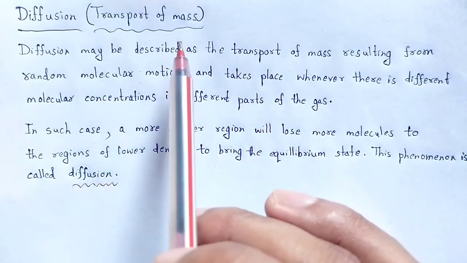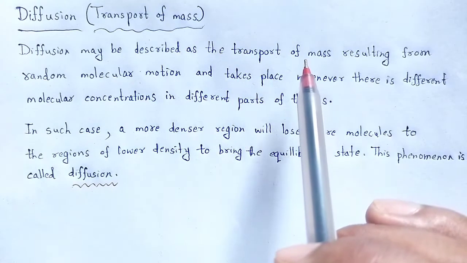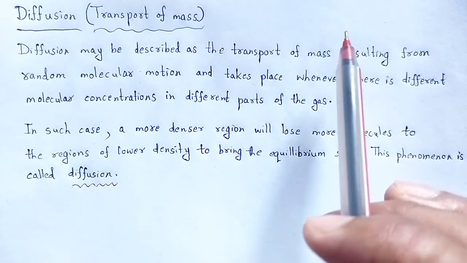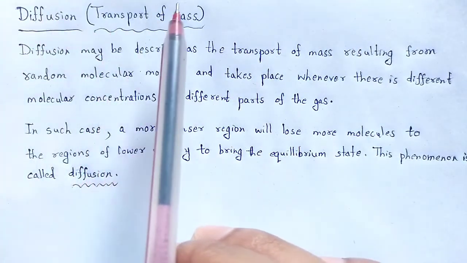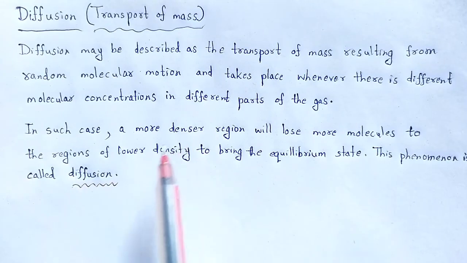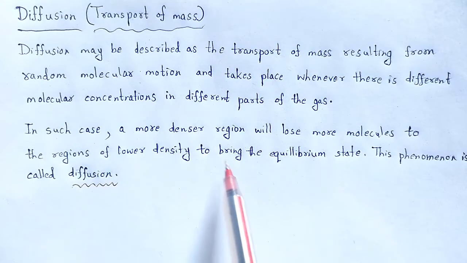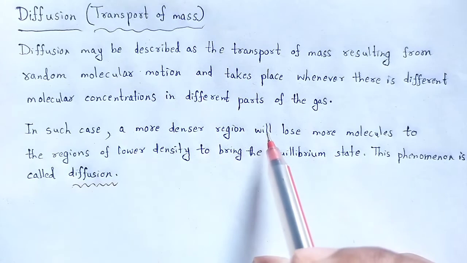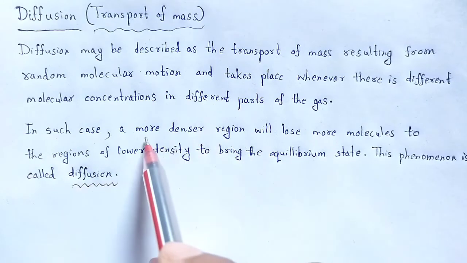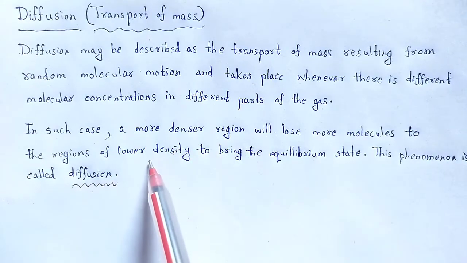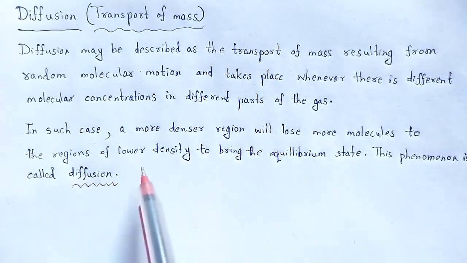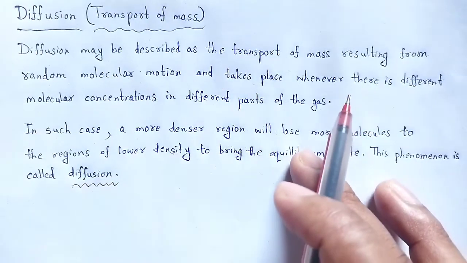Transport phenomena means the states which are not in equilibrium are transformed to the equilibrium state. In diffusion, meaning transport of mass, there will be the flow of masses from the denser region to the lower density region, meaning a denser region will lose more molecules to the regions of lower density to bring the state to equilibrium.